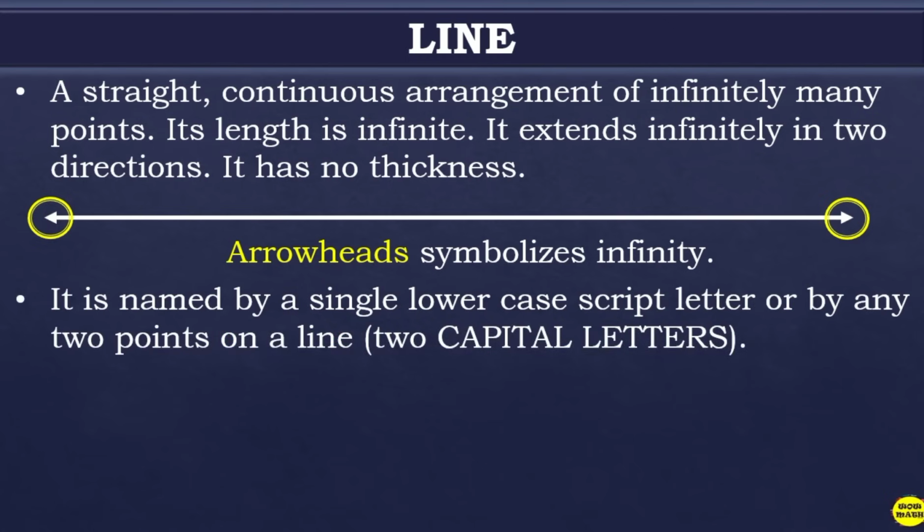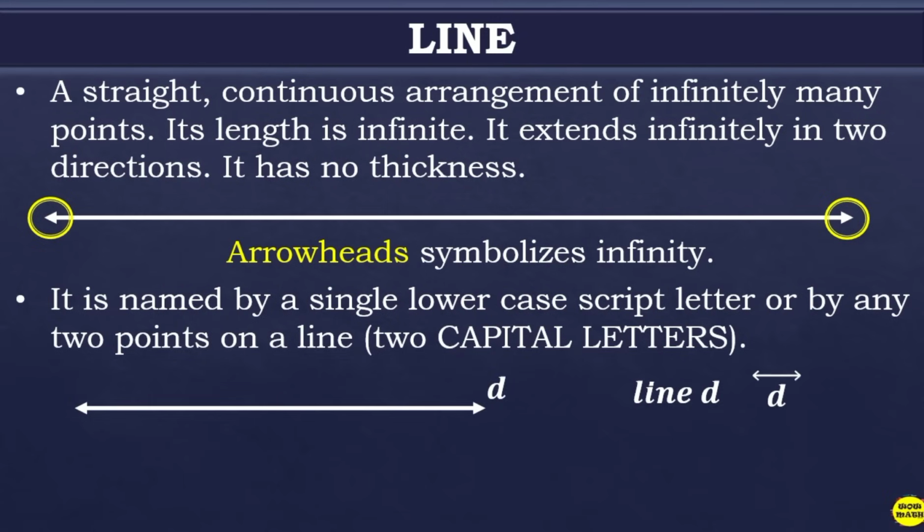So again, a line is named by a single lowercase script letter. Ito po ay nabanggit na natin sa first tutorial natin, yung previous tutorial natin. So kung meron tayong figure na to, we can name this using line D or in symbol. Ito po, gagamitan natin siya ng symbol. Ganito po siya. Ang symbol din po niya ay line. Nilalagay po natin siya sa taas. And this is one way of naming a line.